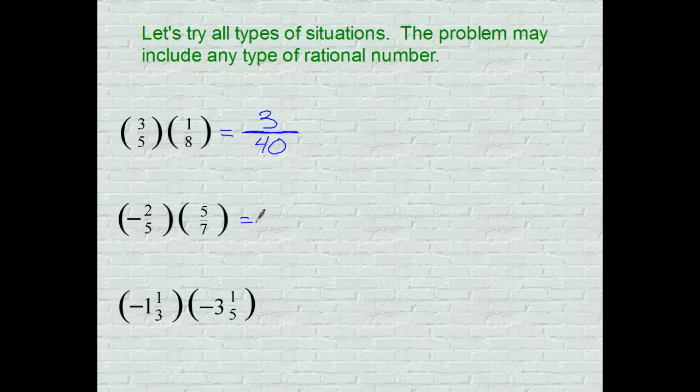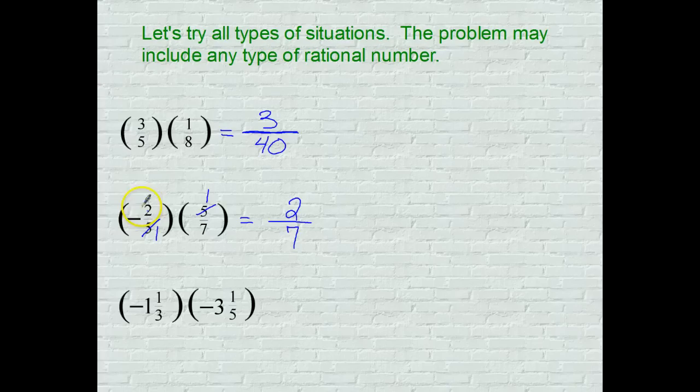We can, in the second problem, cross cancel. I see that we have a 5 and a 5 right here and here. I am going to do that. I like cross canceling to make my simplifying easier. So what goes into 5 and 5? Well, 5 goes into both of them one time. Multiply straight across. There's nothing we could do with the 2 and the 7, so we go straight across, and we have 2 times 1 is 2, and 1 times 7 is 7.